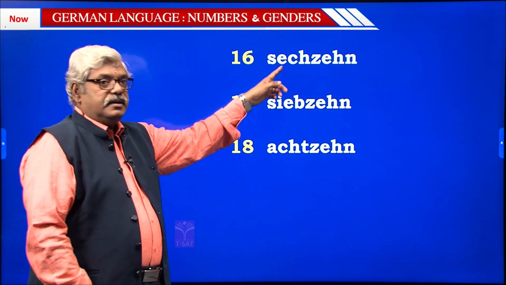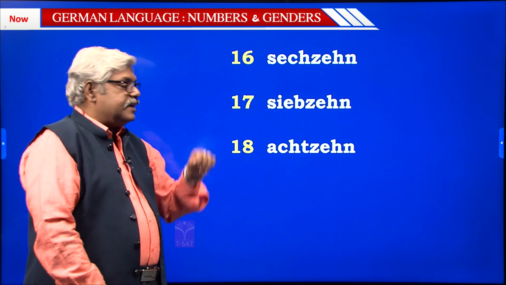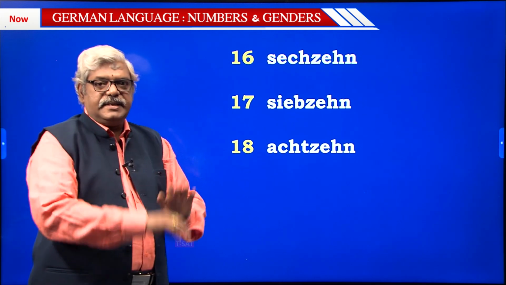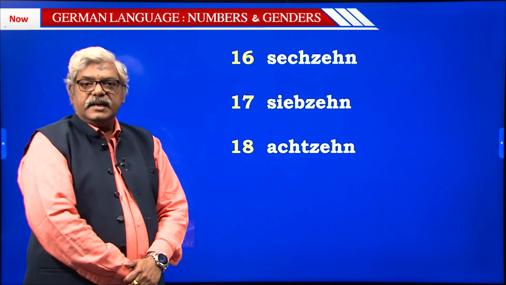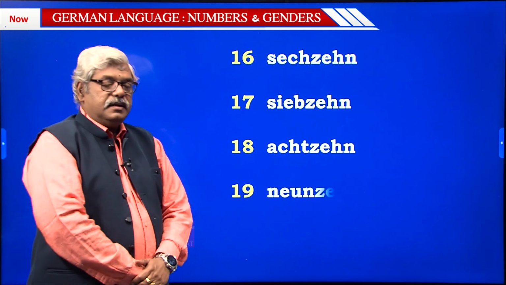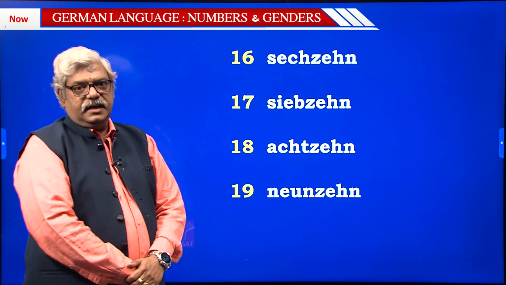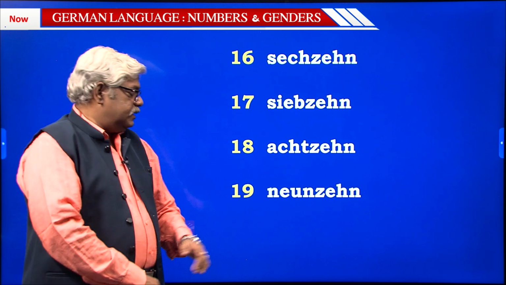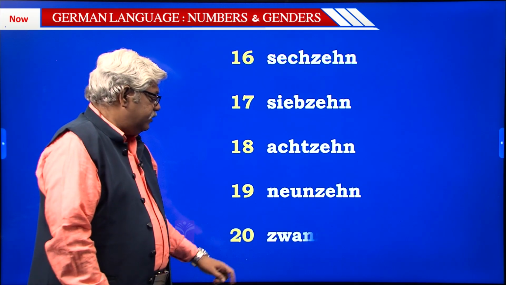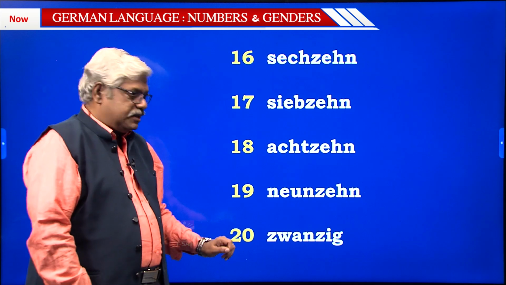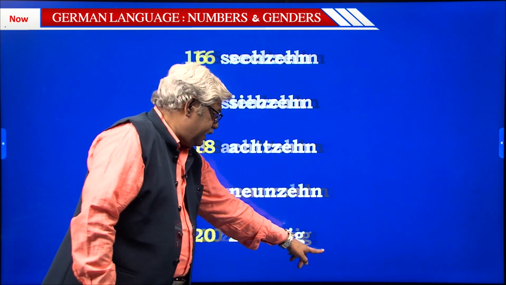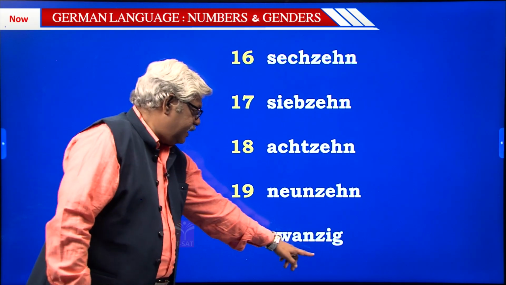Whereas when it comes to 18 onwards, once again it is the normal number plus 10. So it is 18, next number 19, and then finally we have 20. The ending goes with an IG.